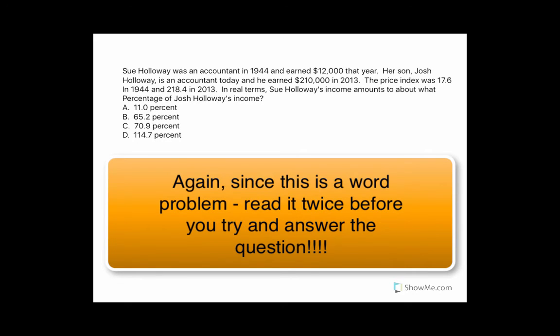Okay, so Sue Holloway was an accountant in 1944 and earned $12,000 that year. Her son Josh Holloway is an accountant today and earned $210,000 in 2013. The price index was 17.6 in 1944 and 218.4 in 2013. In real terms, Sue Holloway's income amounts to what percentage of Josh Holloway's income?